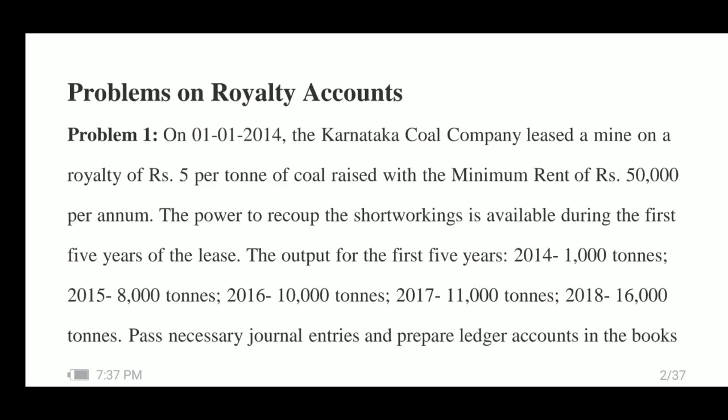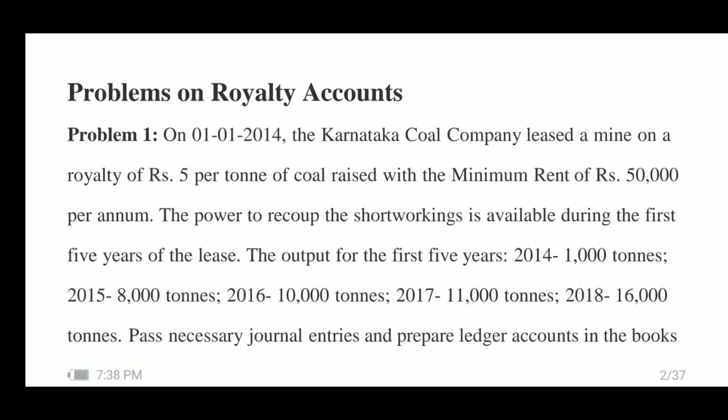Accordingly, the more of these two, either the minimum rent or royalty, will have to be paid by the lessee to the lessor. Further, power to recoup the short workings is available during the first 5 years of the lease. In a sense, this is the fixed rate of recoupment up to first 5 years. Of course, in this problem, information for 5 years are available. Up to the end of 5 years, this recoupment is possible.